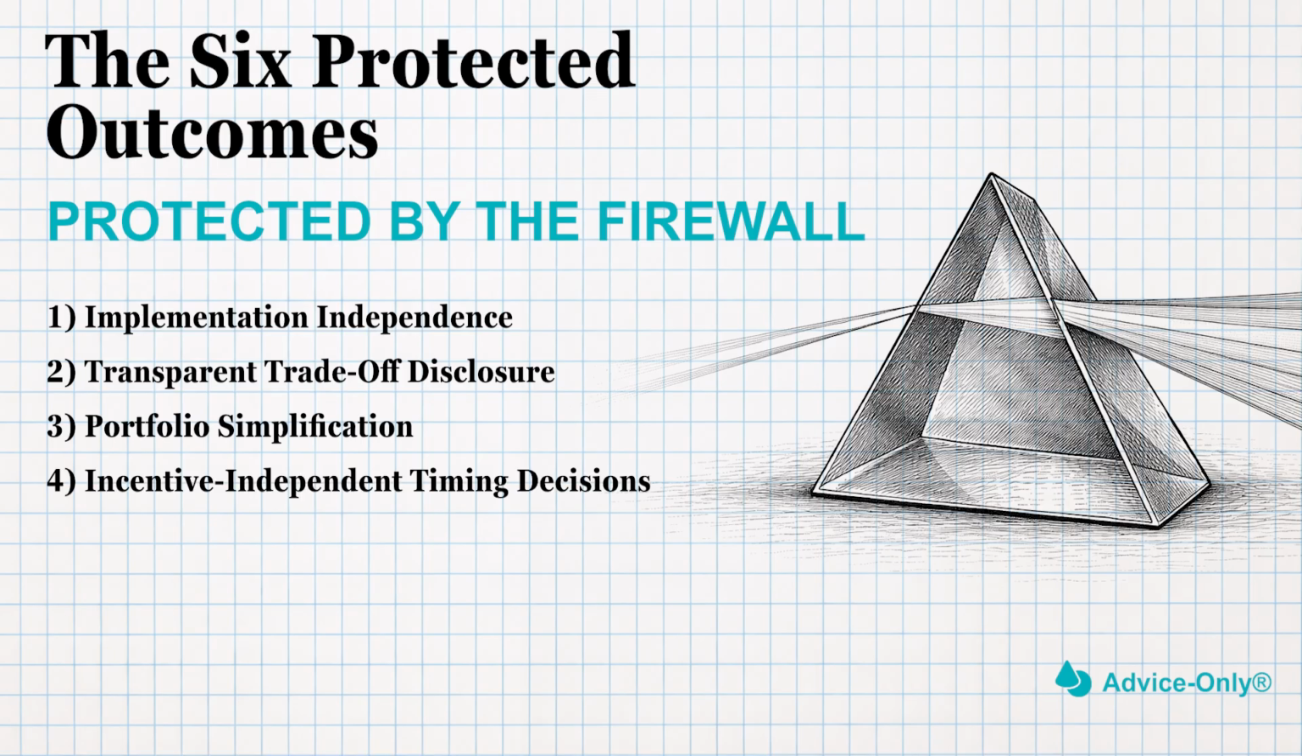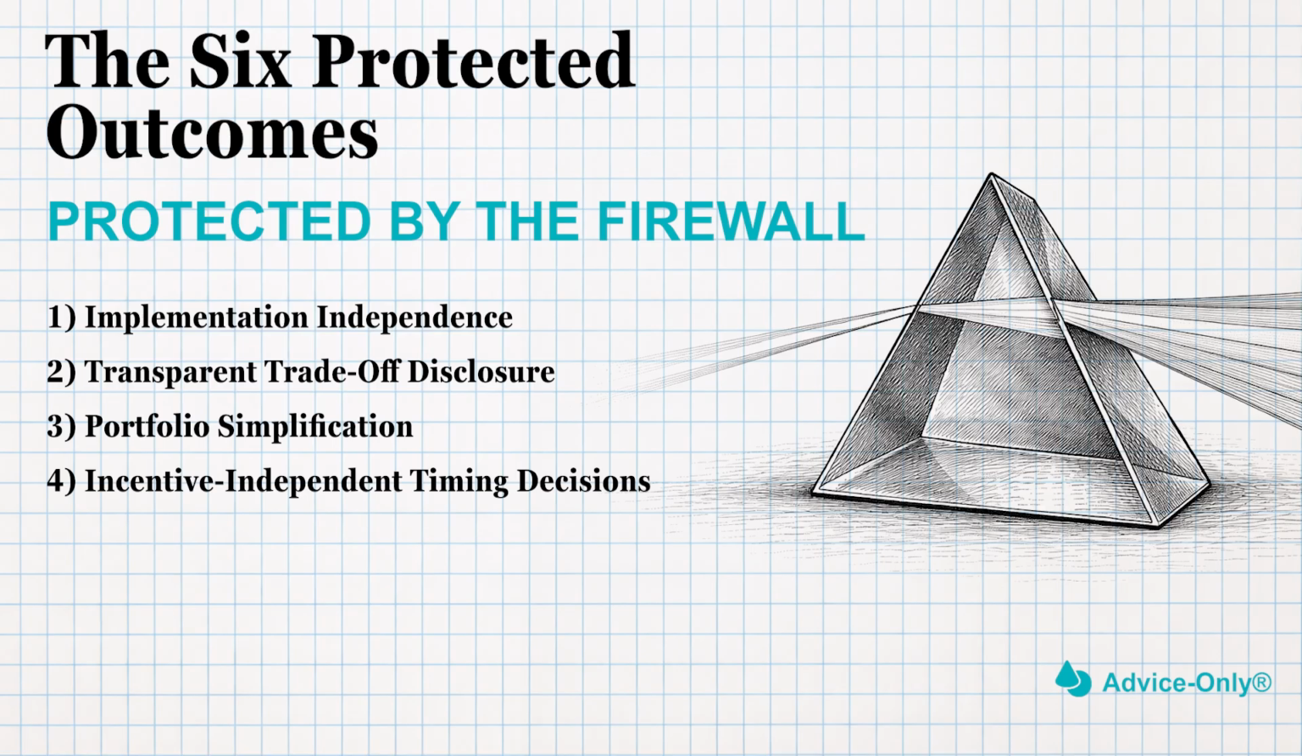Fourth, incentive-independent timing decisions. Some of the most important financial decisions clients make involve timing. When to claim Social Security, when to do Roth conversions, when to start drawing from accounts, when to sell a business. In asset retention models, these decisions affect revenue. Under the firewall, they don't. They are driven by math, not money.